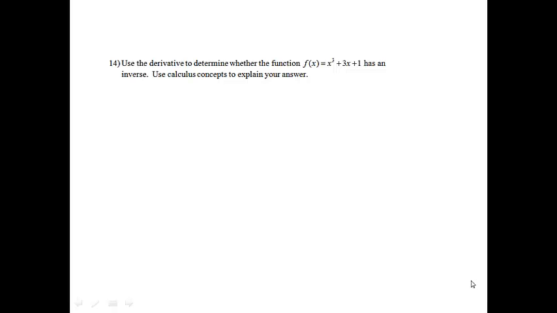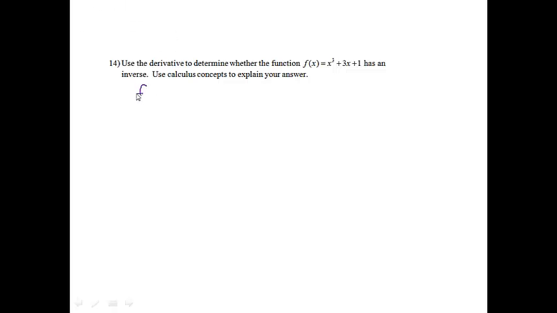Question 14, use the derivative to determine whether the function f of x equals x cubed plus 3x plus 1 has an inverse. Use calculus concepts to explain your answer. Well, we know a function has an inverse if the function is strictly monotonic, and the way that we test for that is to see if f prime is always positive or always negative.